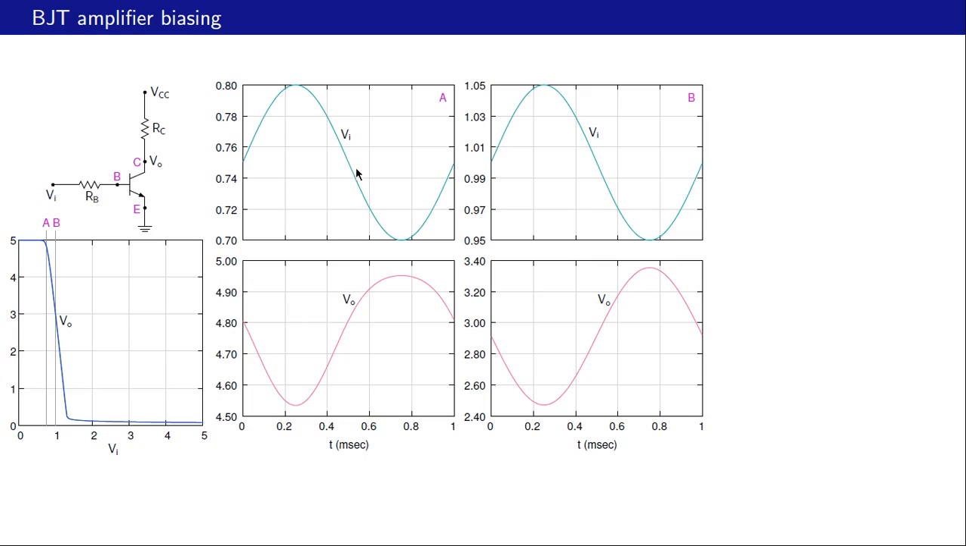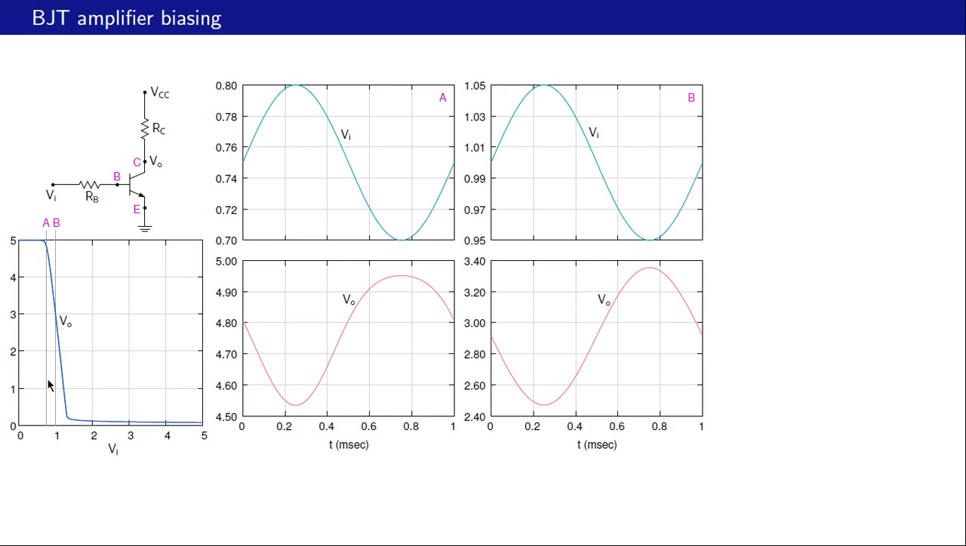Apart from that, the input voltage in this case is the same as the input voltage in the earlier case, the B case. The amplitude is still the same, so it's 0.1 volt or 100 millivolts peak to peak. All that has changed is the DC bias for the input voltage, and as a result the output voltage looks like this. It is distorted, and it's easy to see why the distortion is happening.